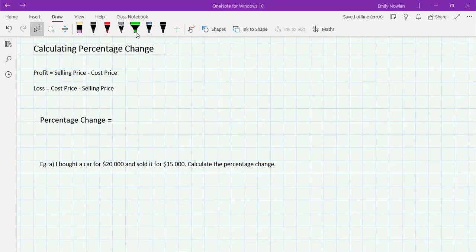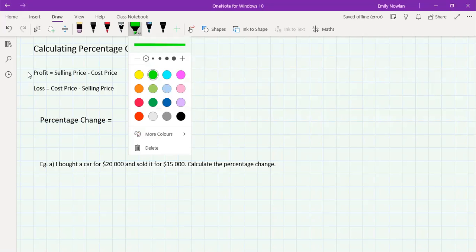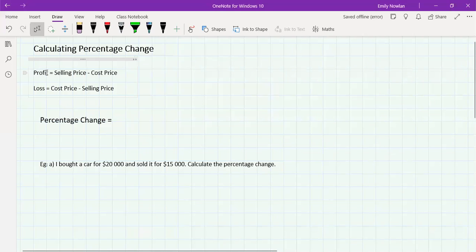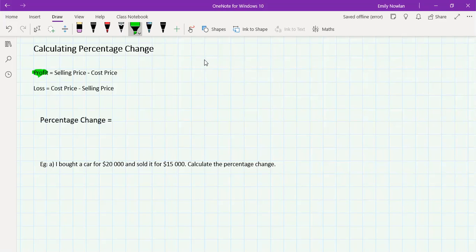But before we do that, we just need to get familiar with two terms, profit and loss. So profit, this is what happens when you buy something and then you sell it for more than you bought it for. You end up making a profit. And then there's loss. This is when you buy something and then you sell it later for a lower price than you bought it for. And that is when you make a loss. So the selling price is what you're selling it for, the cost price is what you bought it for.